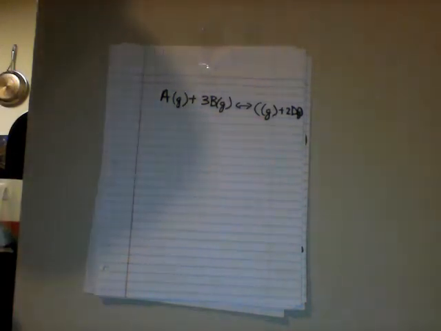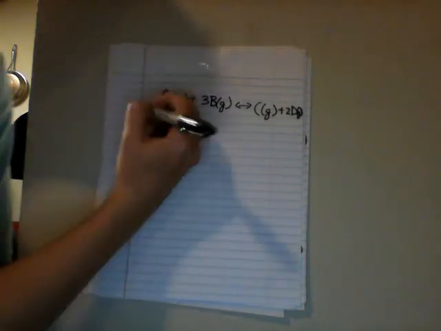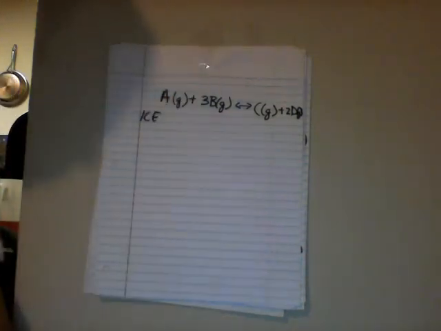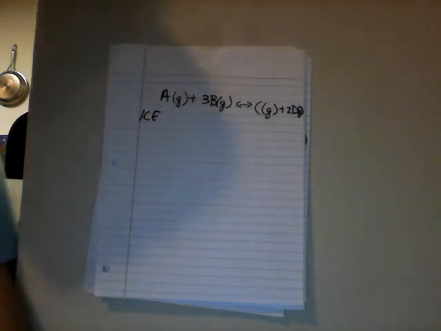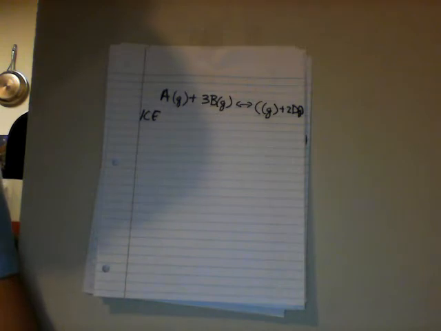So this is my first ICE chart. What indicates that I need to use an ICE chart? That's a big question a lot of people always have. So what tells me that I need to use one? Well, in this question, it's fairly simple. The following gases are added to a 1-liter container, 2 moles of A, 3 moles of B. These gases react according to the reaction below. At equilibrium, the container contains this many moles.